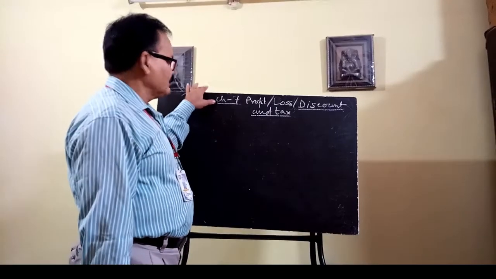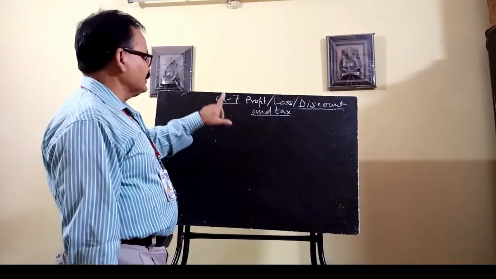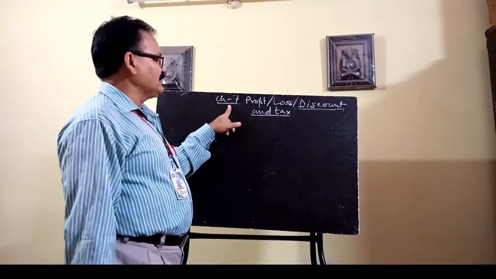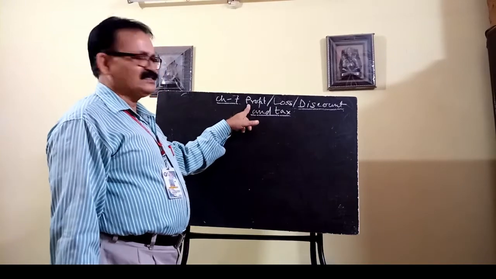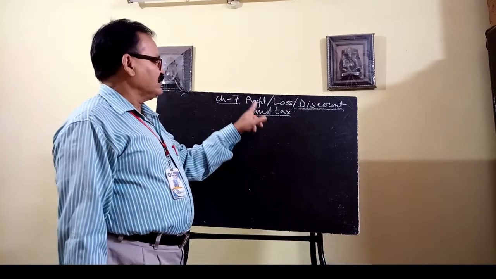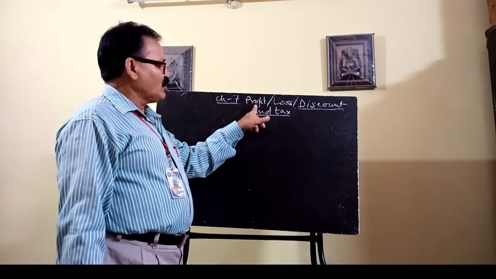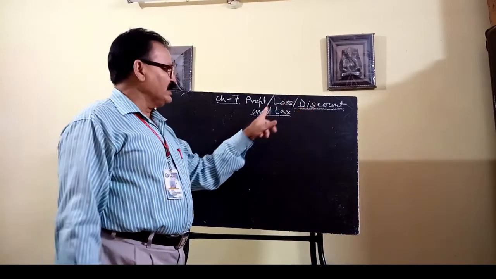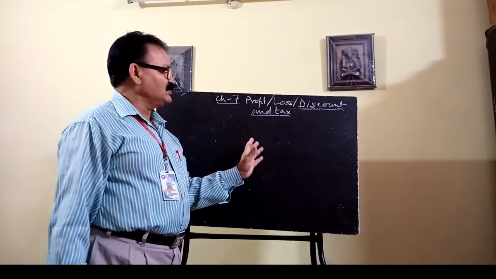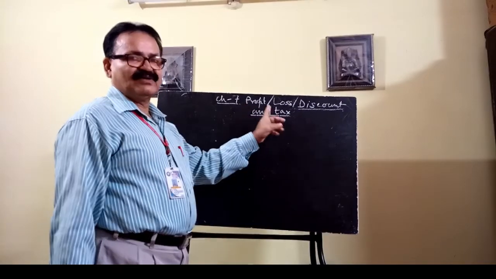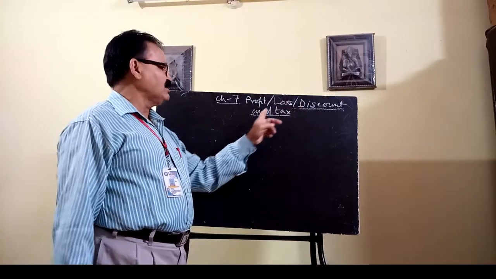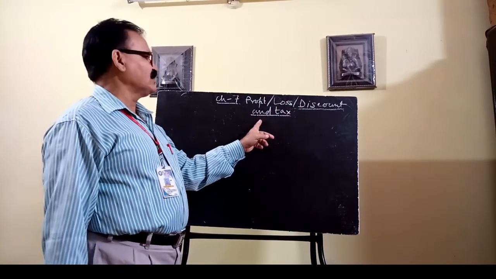Okay, dear student, today I will start with your new chapter, chapter 7. This is of course a branch of your commercial math. Here we will discuss profit, loss, discount and tax. Please watch the video minutely so that you will have the proper knowledge and basic concept regarding profit, loss, discount and tax, and how they are to be calculated.